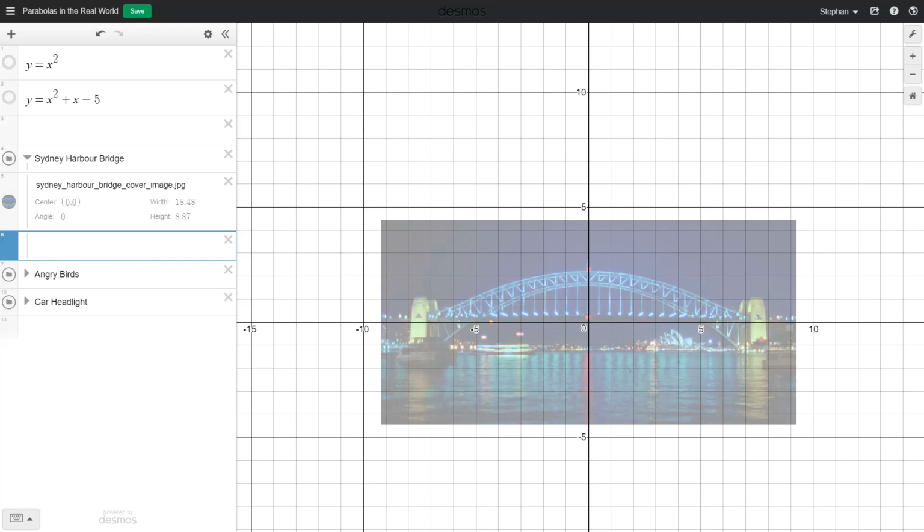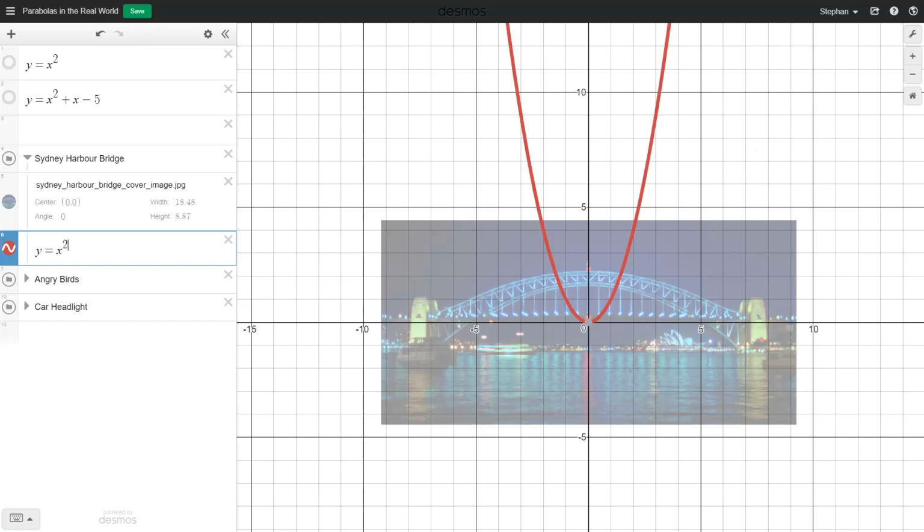Here's a picture of the Sydney Harbour Bridge superimposed over the x-y axis. And you might be able to see some parabolas already in that bridge shape. If I try and make an equation to fit that shape, the basic one is y equals x squared, and it looks nothing like the curve that we're aiming for.